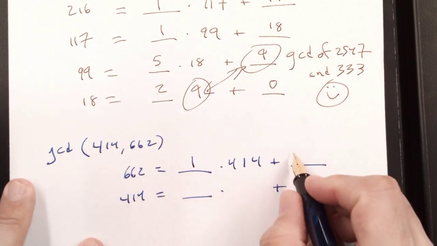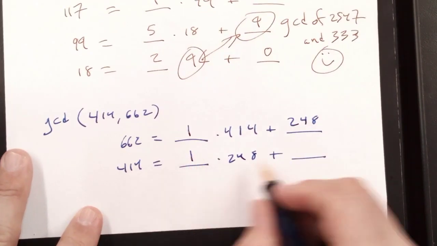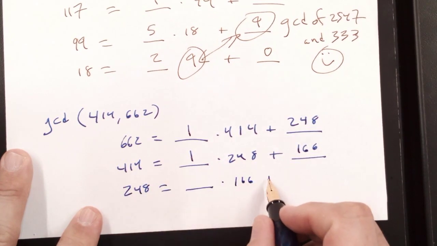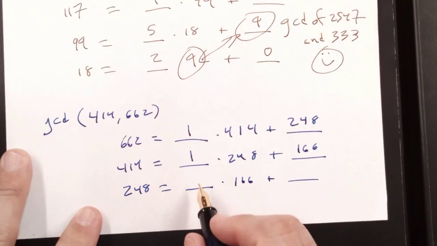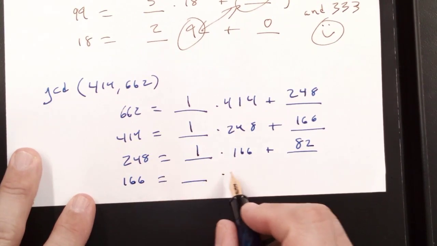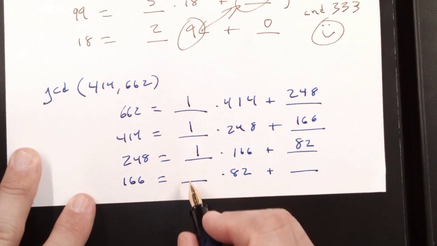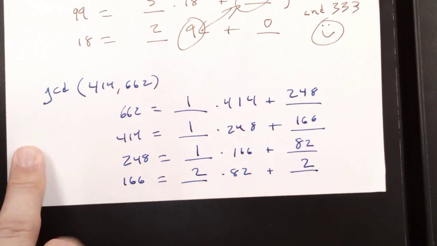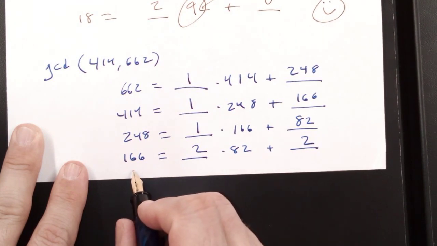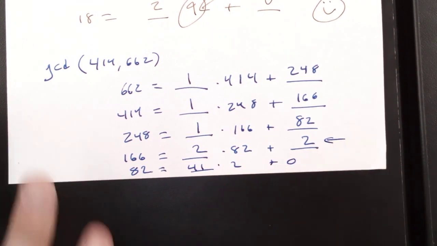1 times 414 plus 248. How many 248s fit here? 1 with 166 left over. Quotient remainder here. Quotient remainder here. Careful. 2 plus 2. And then 41 and 0. There's my greatest common divisor.